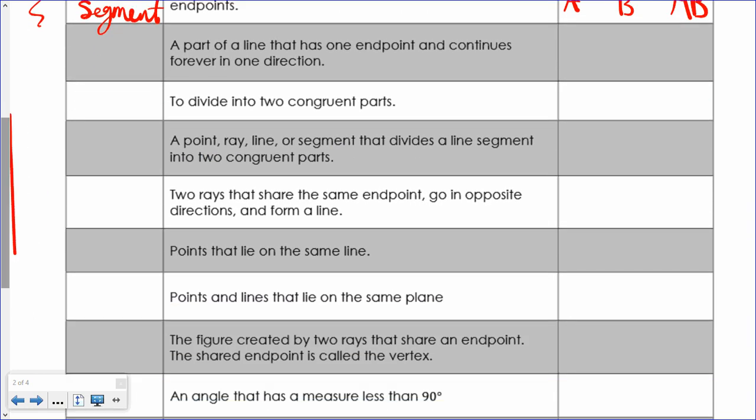Okay, good. All right, a part of a line that has 1 endpoint and continues forever in one direction. That's a ray. Okay?